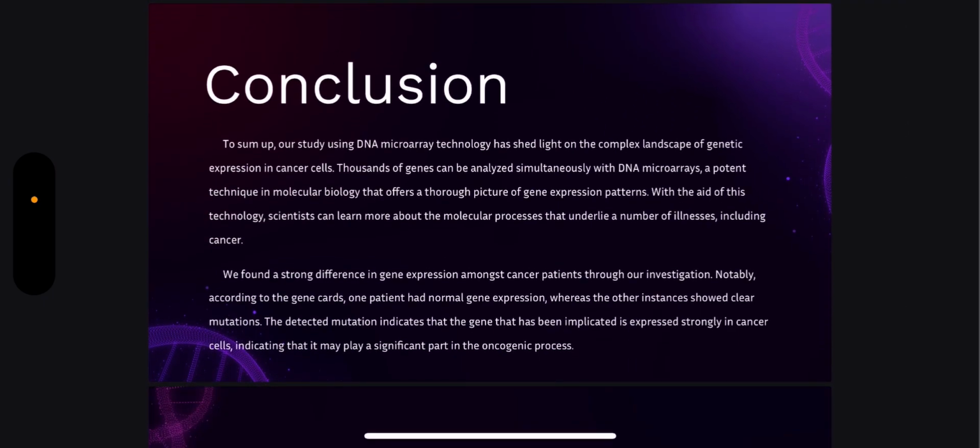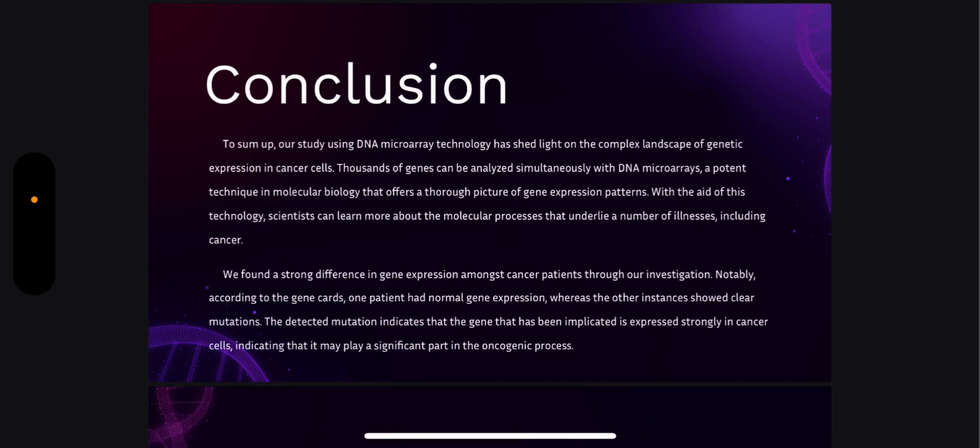So to sum up, our study using DNA microarray technology has shed light on the complex landscape of genetic expression in cancer cells. Thousands of genes can be analyzed simultaneously with DNA microarrays, a potent technique in molecular biology that offers a thorough picture of gene expression patterns. With the aid of this technology, scientists can learn more about the molecular processes that underlie a number of illnesses, including cancer. We found a strong difference in gene expression amongst cancer patients through our investigation.